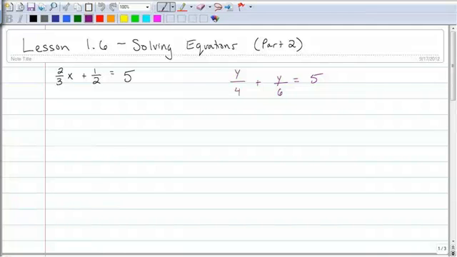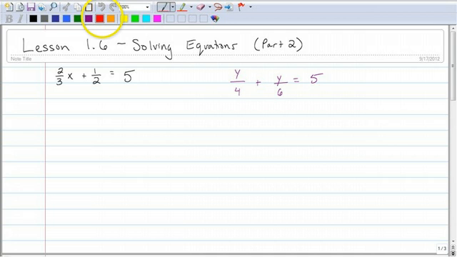Okay, so in the first video for lesson 1.6, we just looked at some basic equations to solve. With this one, we're going to look at some more complicated ones, most of which deal with fractions. Now, I don't know how you guys feel about fractions, but I used to always hate dealing with fractions. So whenever I try to solve an equation, and if there's fractions involved, I look to see if there's a way for me to get rid of them.